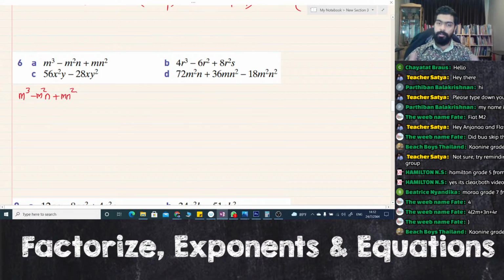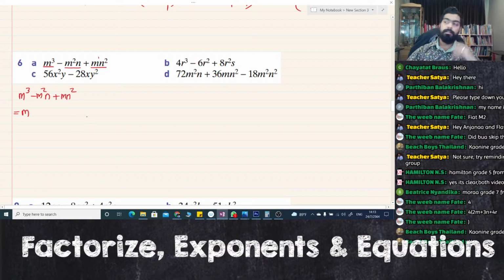All right, guys, so now we are going to bring the greatest common factor out. In the first term we have m raised to the power of 3. All right, good job, Cow9. In the second term we have m raised to the power of 2, and in the third term we have m raised to the power of 1, right? If we write it as m, that means it is m to the power of 1. So we are going to bring the m that is raised to the lowest power and bring it in front of the bracket.